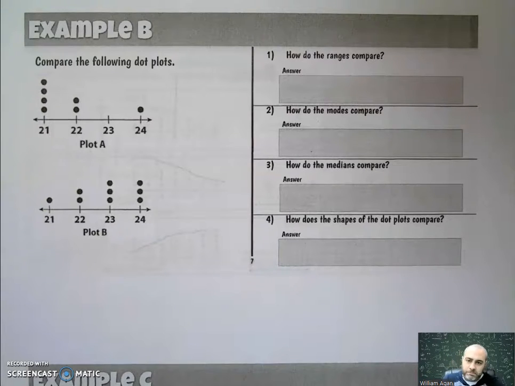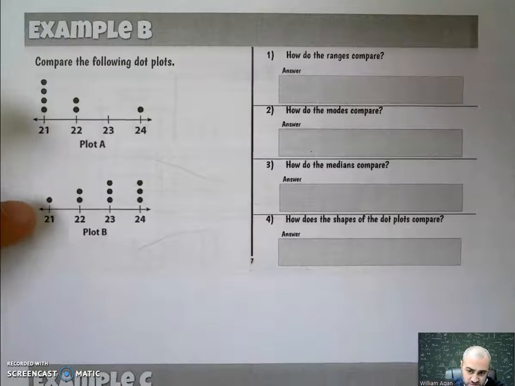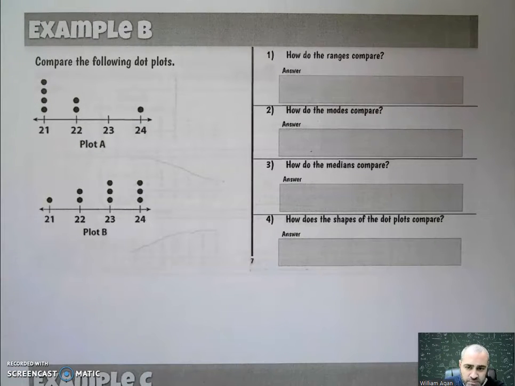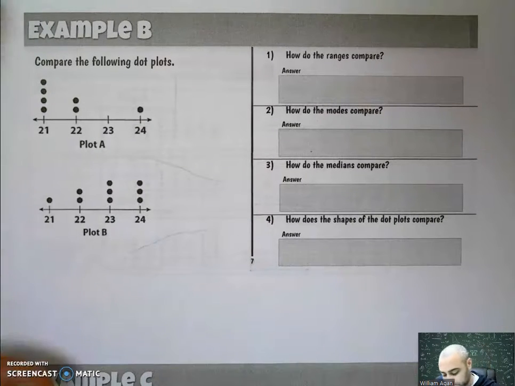All right, example B. One of the things that you're expected to do with dot plots is just read it and find out what the median and the range and all that stuff, what those values are. Another thing that you are expected to be able to do is compare them. So if you have two dot plots like this right here, in order to compare them, you have to find all those measures that we were talking about first.